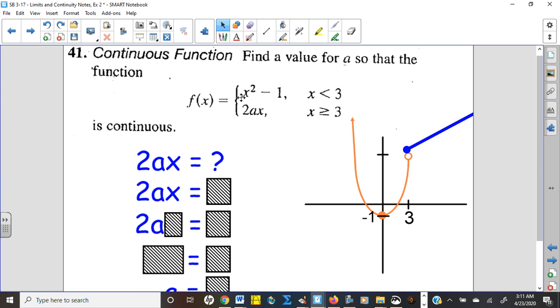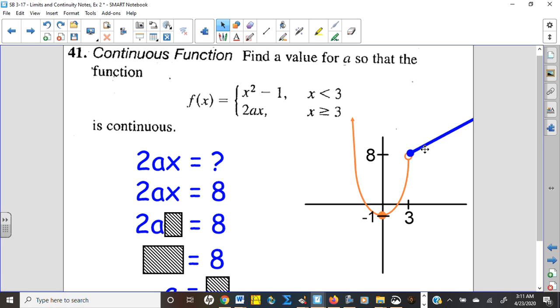3 squared minus 1, right? 3 squared minus 1 is 9 minus 1, which is 8. Okay, so I know that they have to meet at a height of 8. So now I just have to know where 2 times a times x is equal to 8. But remember, I know what x is. X has to be 3, right? X has to be 3. So I'm going to go ahead and plug a 3 in here.